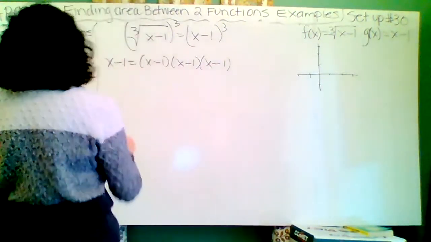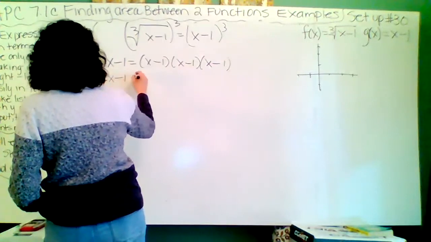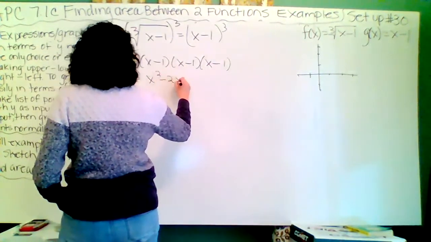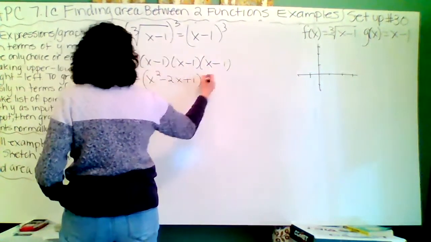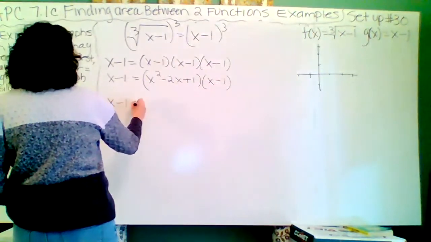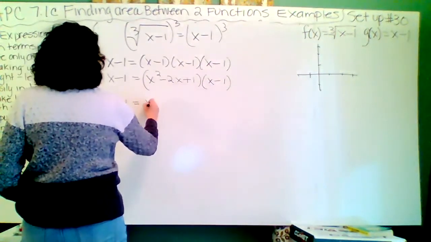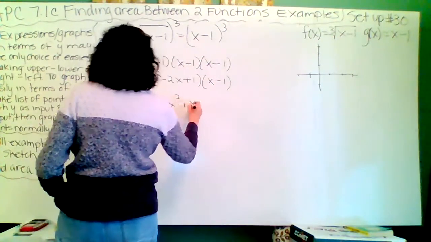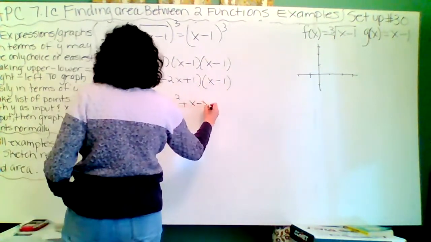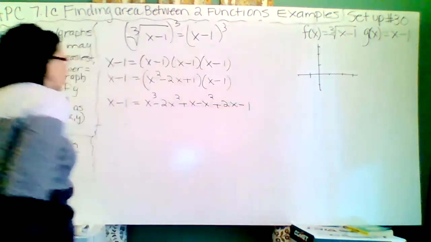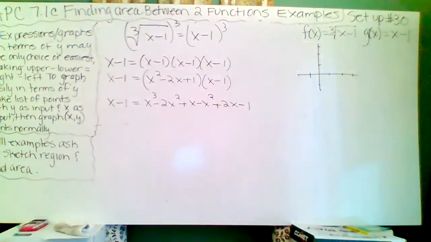Okay. So x minus 1, I'm first going to multiply x minus 1 times x minus 1. And then I'm going to multiply that by x minus 1. So I've cubed it. So multiplying by x will raise each one of these exponents by 1. Multiplying by a negative 1 will change the sign of each of them. Whew. Okay, that's a mess.